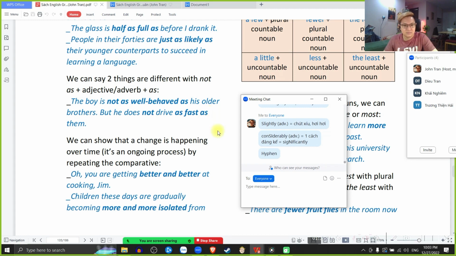We can show that a change is happening over time. It's an ongoing process. By repeating the comparative. Oh, you are getting better and better at cooking, Jim.